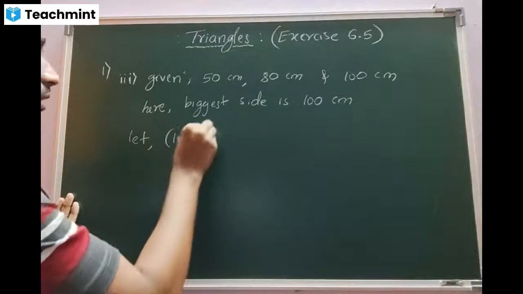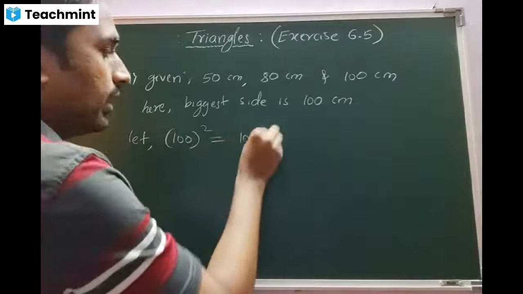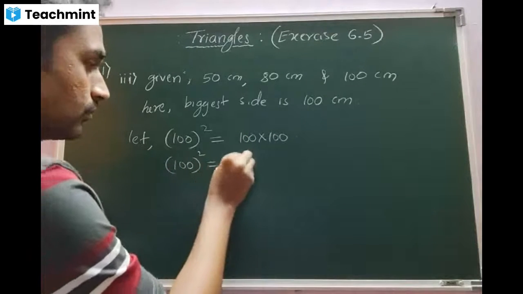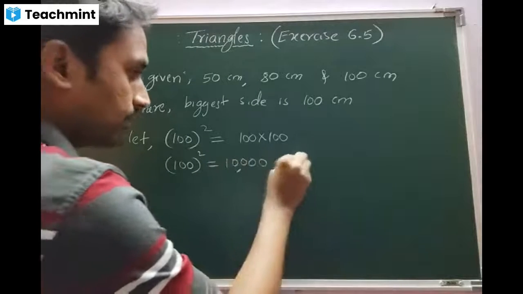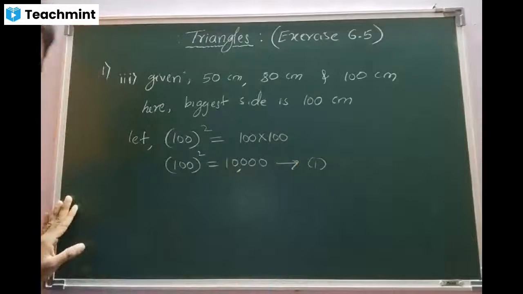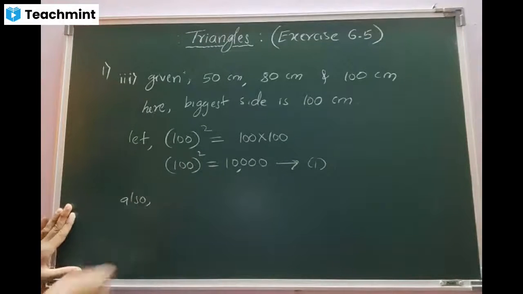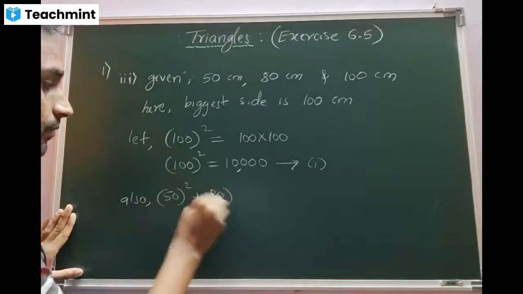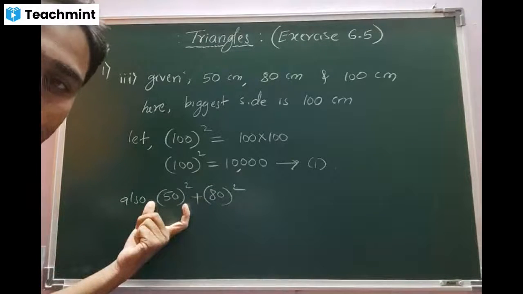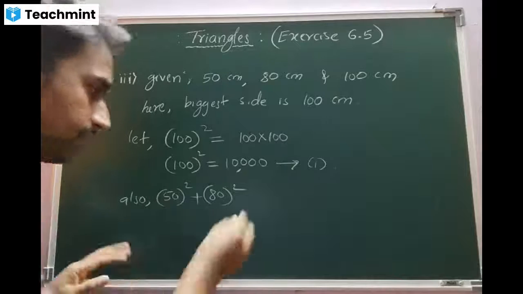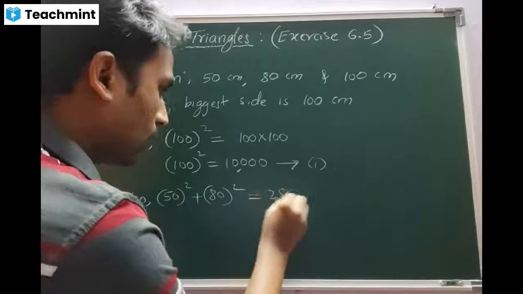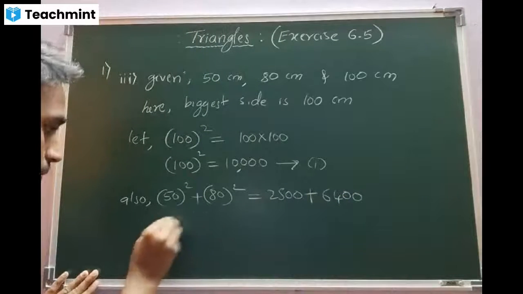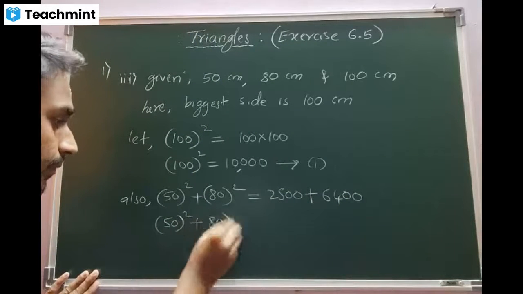Like 100 square is equal to 100 into 100. How much, beta? 10,000, sir. Are you sure? Yes, sir. Equation number one. Also, the other two sides, beta. What are the other two sides? 80 centimeter and 50 centimeter. Take the square on 50, add with the square on 80. What we will get? 6,500? 8,900? 6,400? So what is your final answer, beta? 8,900, sir.